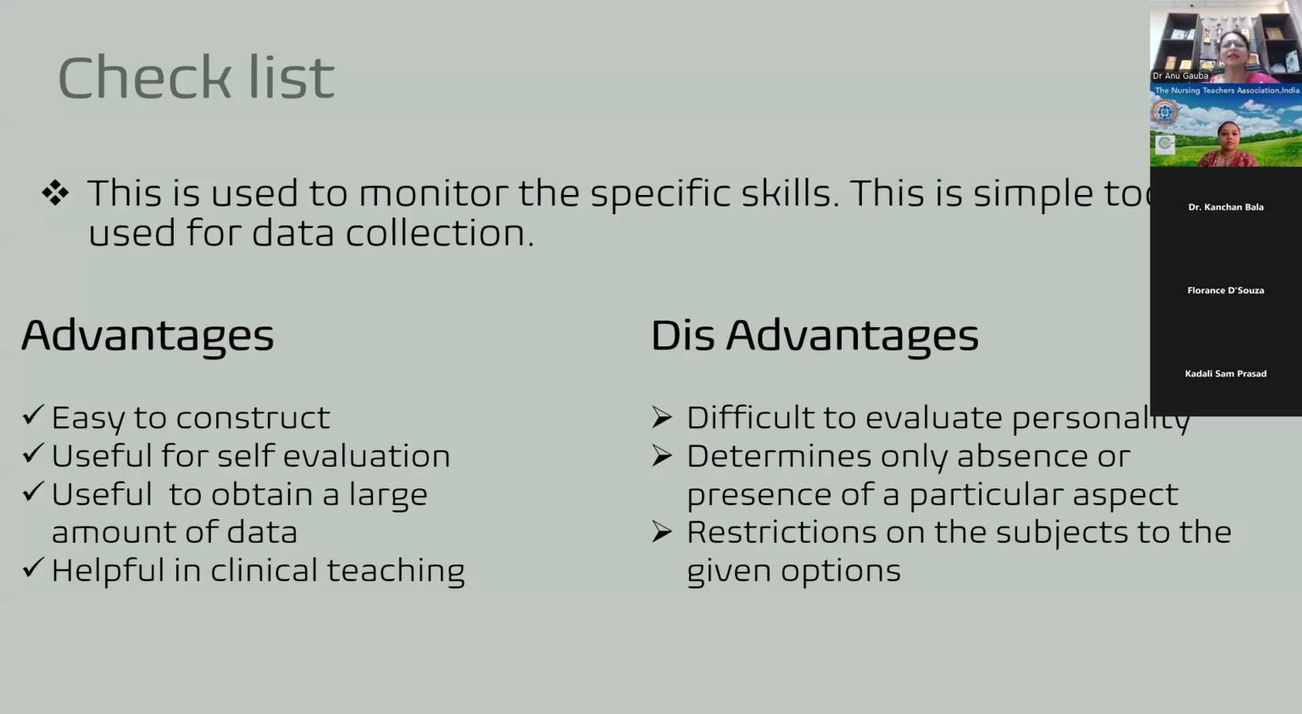But the disadvantage is it only determines whether you were able to complete that particular step or not. This is the only thing I can say about the checklist. And you are not able to evaluate the personality with it. You can't evaluate an individual's personality on the basis of a checklist. For that, there is a need to frame an interview schedule, to plan some face-to-face interviews so that you can analyze the data properly, right? There are also some restrictions on the subjects given the options.